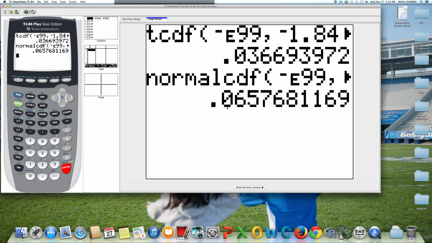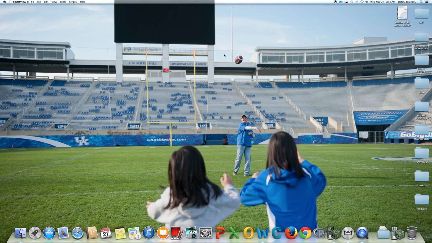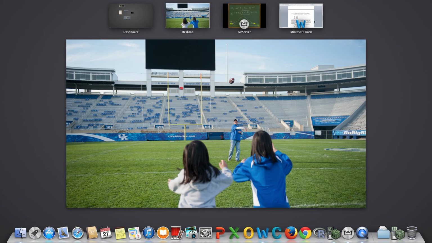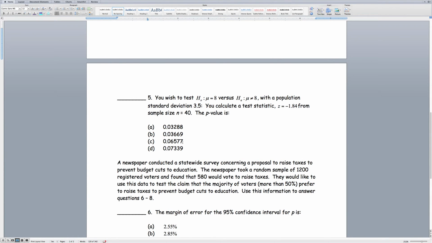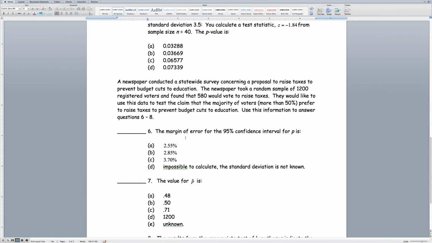So the correct answer is 0.0658. I'm going to go back to the quiz and find the answer that's closest to 0.0658. Guys, clearly it's C. So C is the correct answer. All right, gang, moving right along.